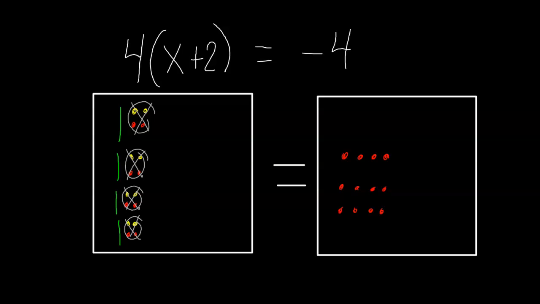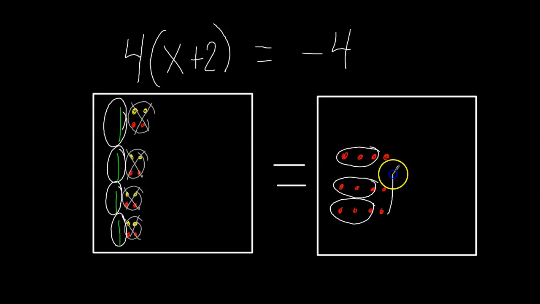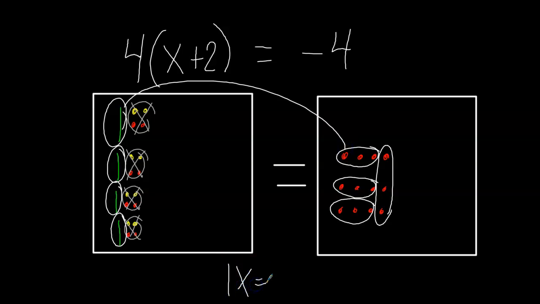So since I have 4 x's, I'm going to split them into 4 equal groups. And what you do to one side, you have to do the other. So I'm going to split the other side into 4 equal groups. So now I have 1x is equal to one group of negative 3, or in other words, x is equal to negative 3.